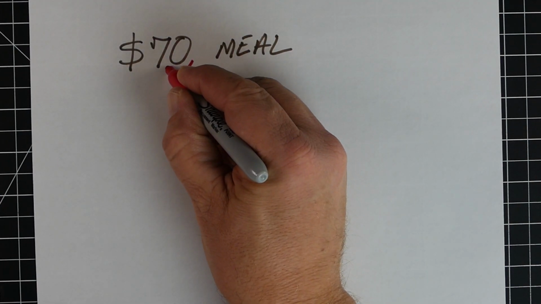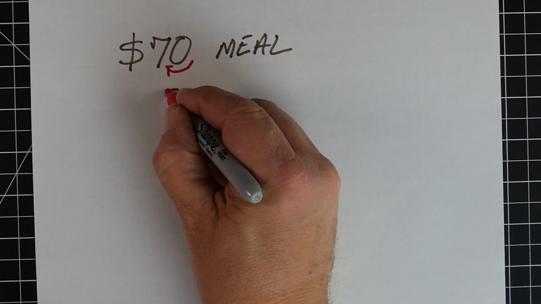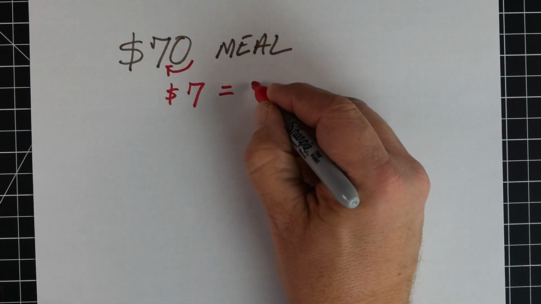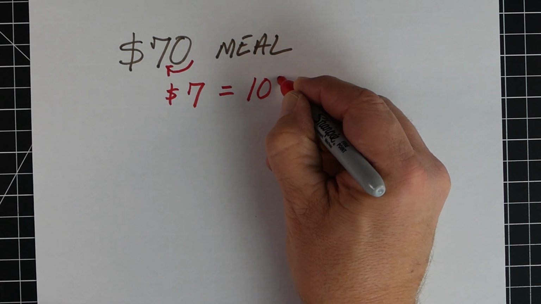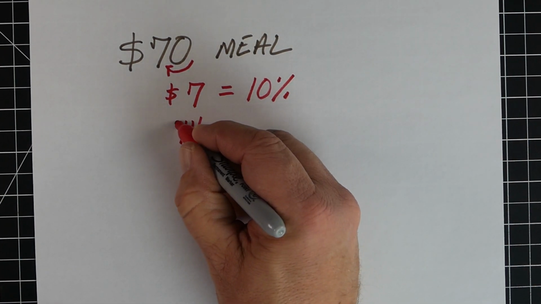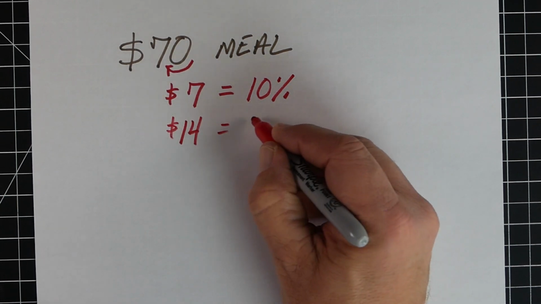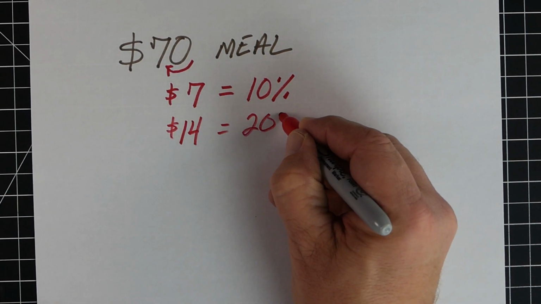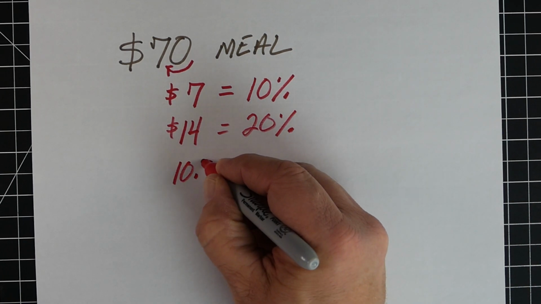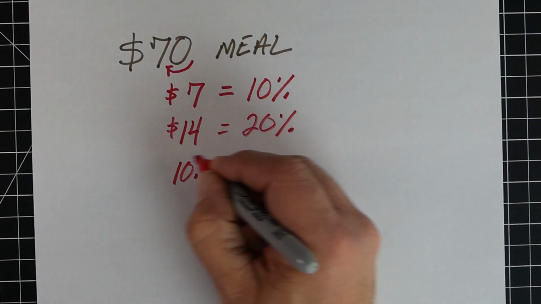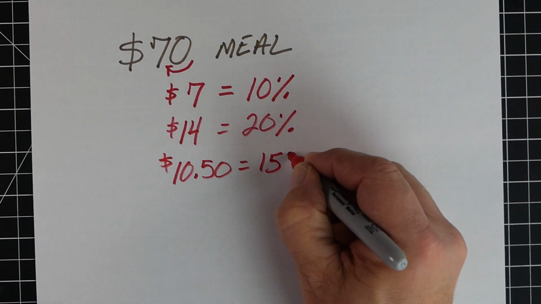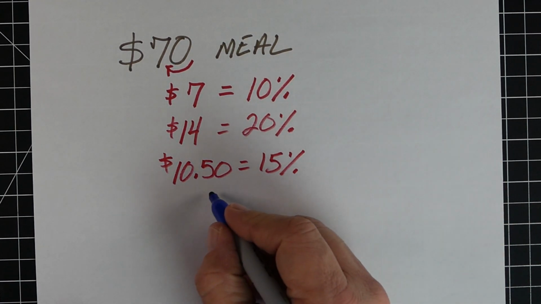Here's another one. If you have a $70 meal, find out 10%, so we move that decimal one time to the left, and we get 7. So $7 would be 10% of this meal. Just like the last time, we're going to double it. So we double 7 to get 14. That would be a 20% tip. And then if you want something in between, find out half of 7, which is $3.50, add it to the 7, and we get $10.50. That would be a 15% tip.